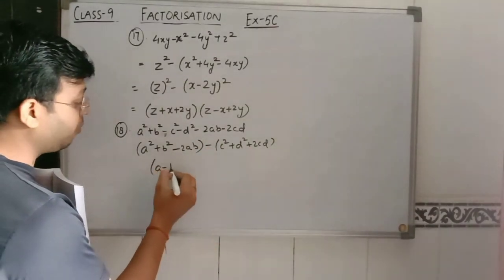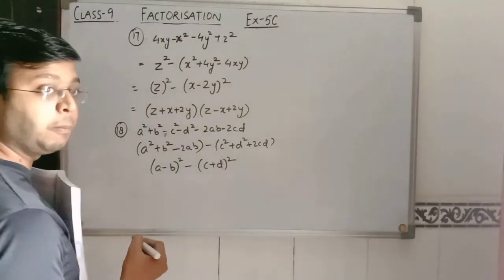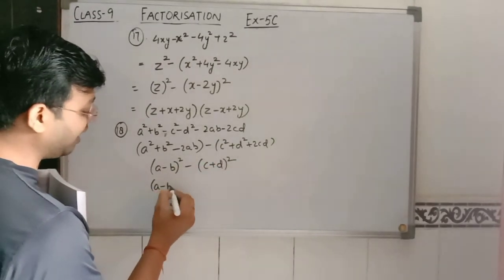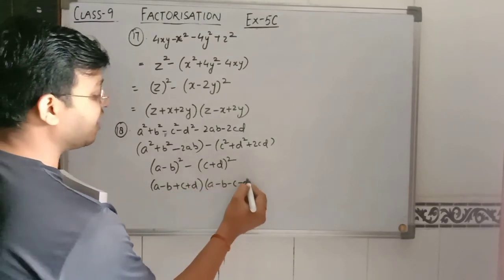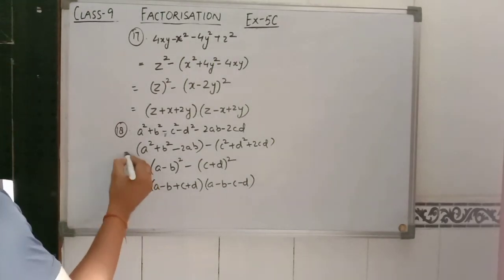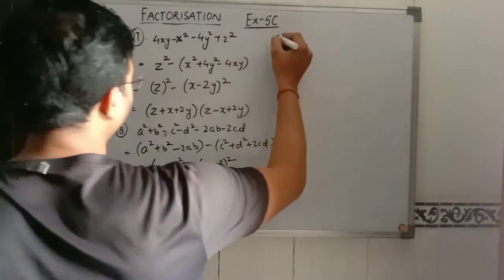So this can be formed as a minus b whole square, and this can be formed as c plus d whole square. So in the first bracket a plus b, in the second bracket a minus b. So this will be the final answer of question number 18. So sometimes both brackets can be identity.